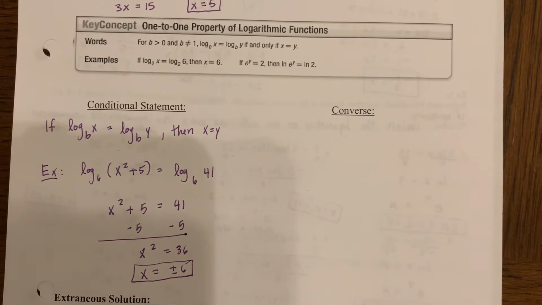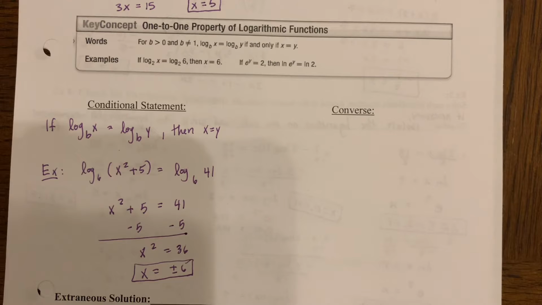We are continuing our discussion in Chapter 3, Lesson 4, solving exponential and logarithmic equations. The next set of equations that we're going to look at are logarithmic functions, and we're going to use the one-to-one property of logarithmic functions. It states, if log base b of x is equal to log base b of y, then x equals y.